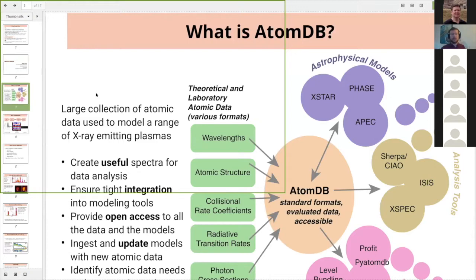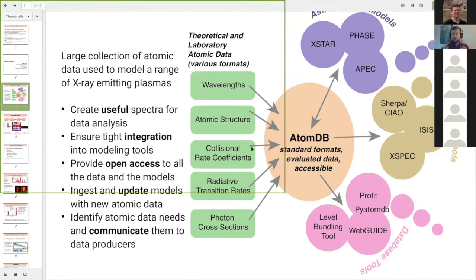So first up, what is AtomDB? Well, it is a project to bring together atomic data and turn it into useful spectroscopic data. That is the overall summary. We take atomic data from a wide range of sources, wavelengths, atomic structure, and so on. We put them into standardized formats, and then we process them to produce emissivities, which observation codes can use to compare models with spectra. That's this section over here with Sherpa, Chaos, and XSpec. We interact directly with other models.